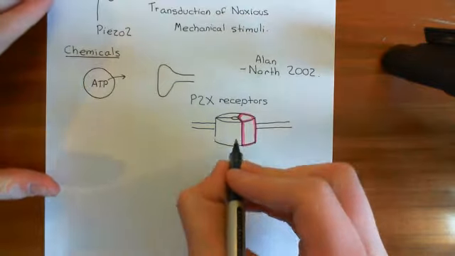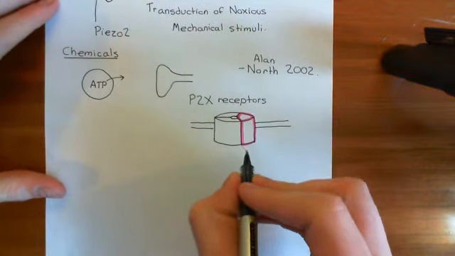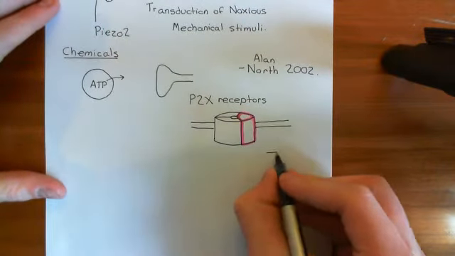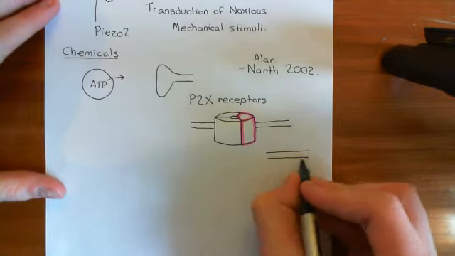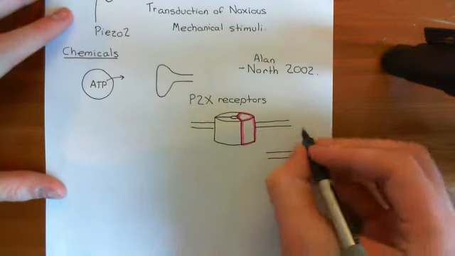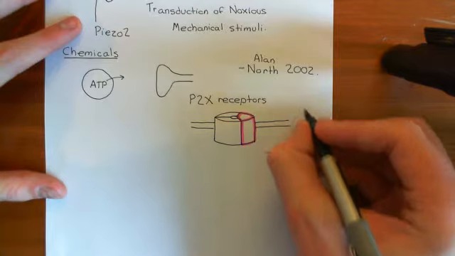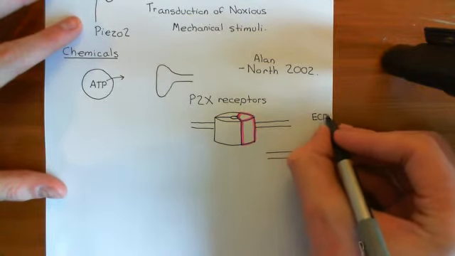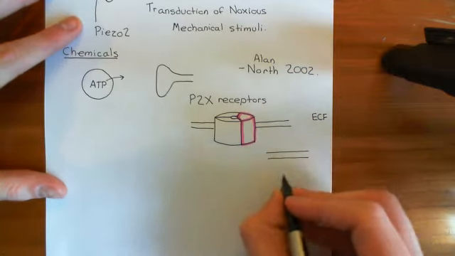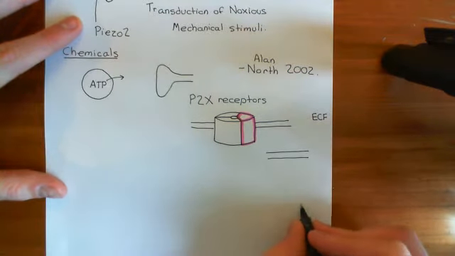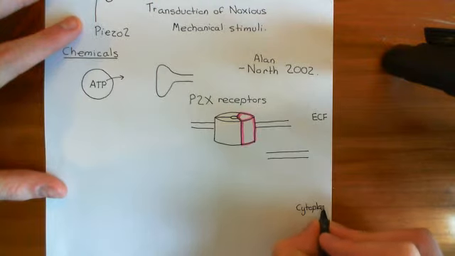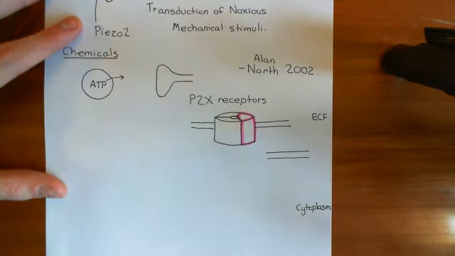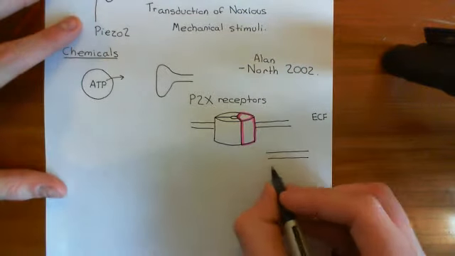So I'm now looking at the subunit composition of these P2X receptors. Okay, so here's the phospholipid bilayer again, and I should just stress that this side up here is the extracellular fluid side, and I want to leave as much space as possible for drawing, which is why I've shoved that up there. And then this side is the cytoplasmic side.